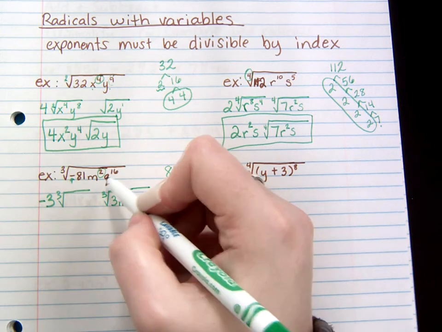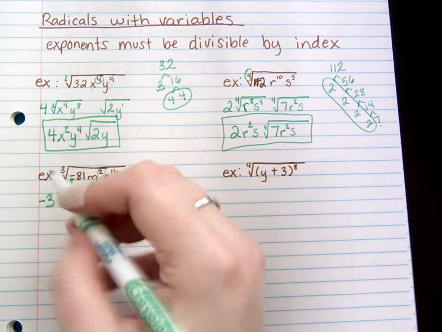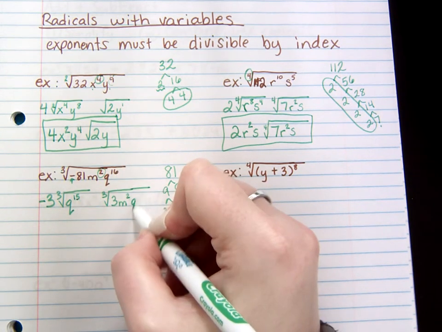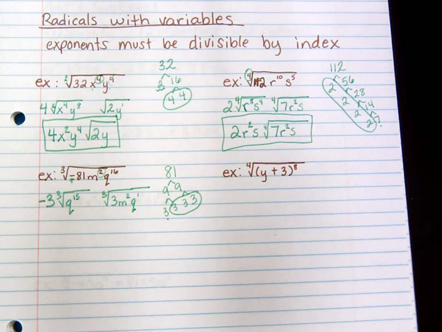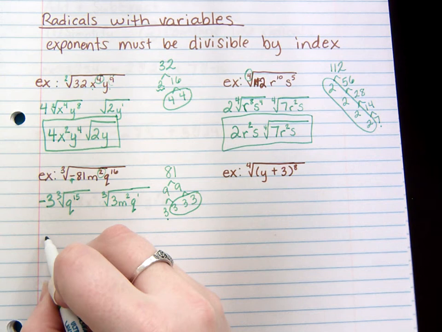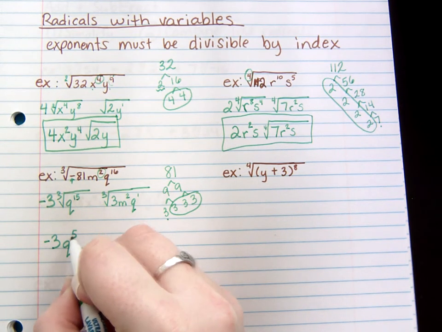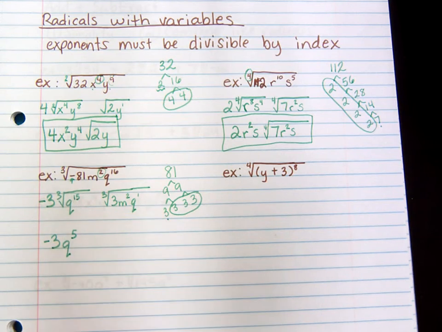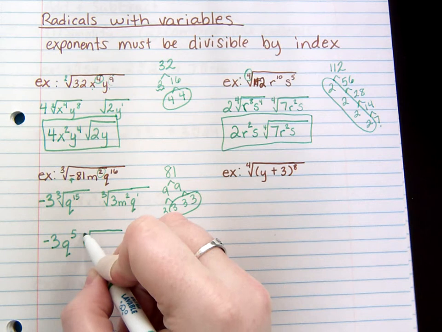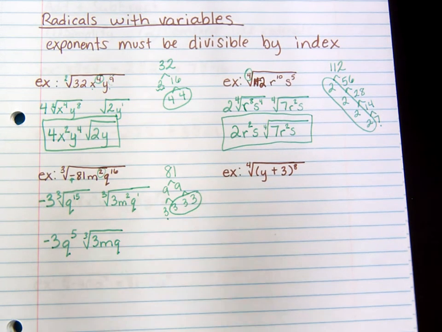Now q to the 16th, 16 is not divisible by 3, but 15 is. So I'm going to put q to the 15th here, and q to the 1st over here. Now I can take the cube root of this. We get negative 3 q to the 5th, because 15 divided by 3 is 5. And I could not take the cube root of any of this, so I'm just going to bring it down without changing my numbers.